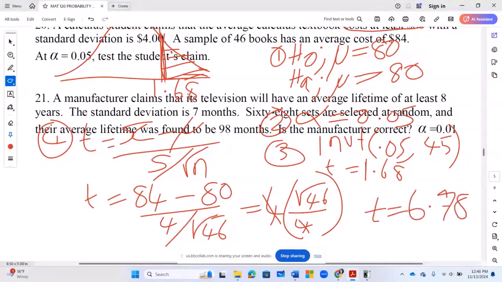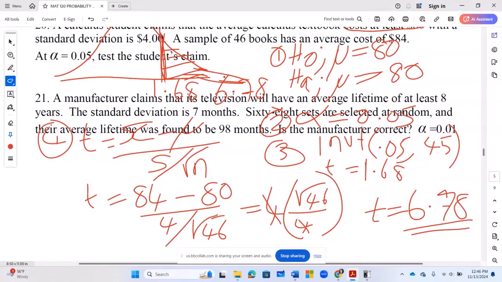That is a large t. It falls into the rejection region on the right, because 6.78 is right here. So that tells me I will reject the null hypothesis, because t falls into the rejection region. And because it's a right tail test, I reject the null hypothesis.